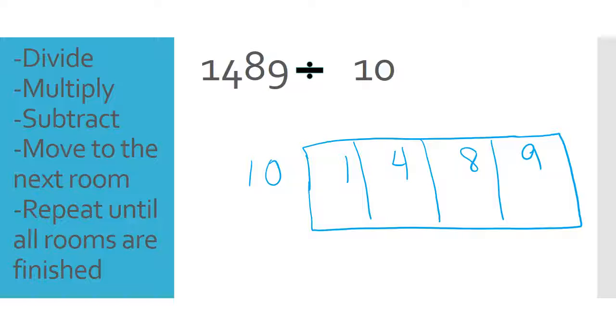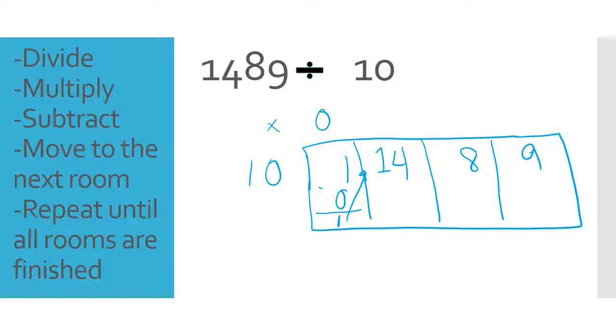So my first room, 10 goes into 1 how many times? Well, we know that's a 0. You can't fit a size 10 shoe, or size 10 foot into a size 1 shoe. 0 times 10 is 0, which equals, oops, sorry about that, got distracted by the dog. 1 minus 0 is 1, and I know my next step is to take that 1 to the next room. I've taken my 1 to the next room, and now I can divide 10 into 14.